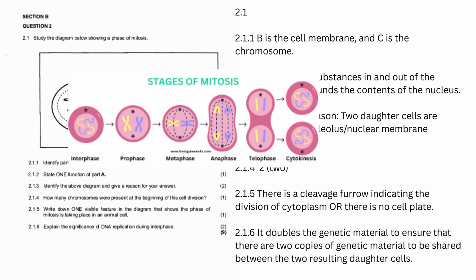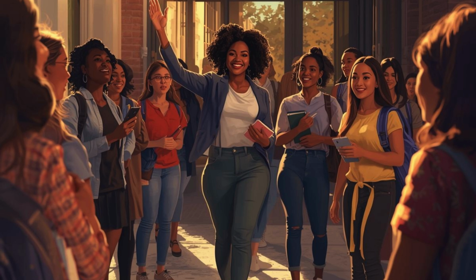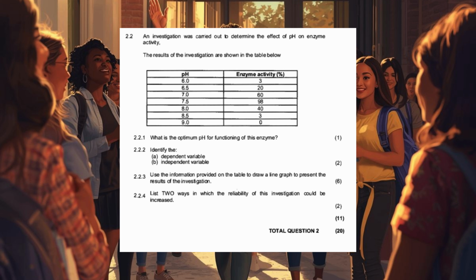Okay, so interphase is the beginning of the mitosis phase, where the DNA replication, where the DNA is copied into 2 parts. Okay, so it doubles the genetic material to ensure there are 2 copies of genetic material to be shared between the 2. Great job sticking with me. We just finished the mitosis diagram, but question 2 isn't over yet. Now we are moving into question 2.2, which is all about enzymes and how they react to the environment.